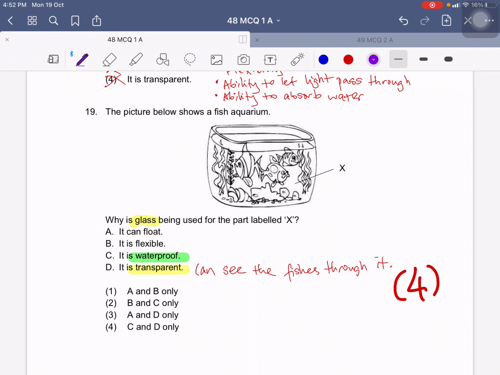Alright, do we want it to be flexible? Do we want the tank to be flexible? Well, we don't, because we don't want this tank to be bending forward and back. We want it to be inflexible. So we don't want it to be option B. How about glass being able to float? Actually, that's not true. Glass will sink. So we only consider part C and part D. Waterproof, transparent. So answer will be number 4.